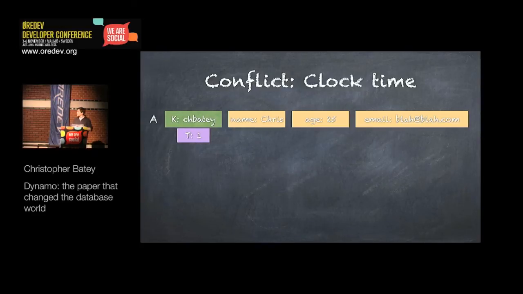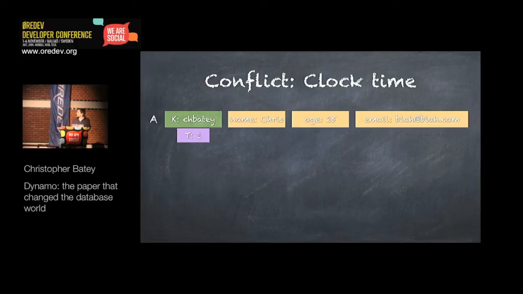So imagine you have this. I'm trying to write CH Batey, his name is Chris, his age is 25, which is a complete lie, and his email is blah@blah.com. And we're going to write it at time 1. We can assume this is milliseconds since epoch. So we're in 1970. We've gone back in time.